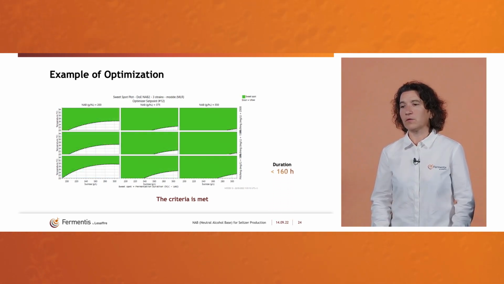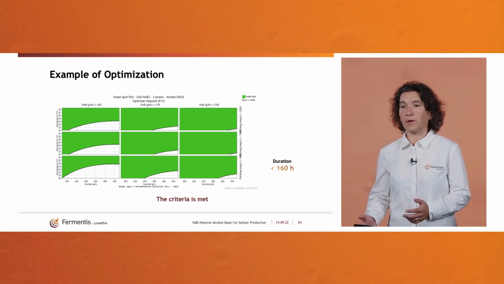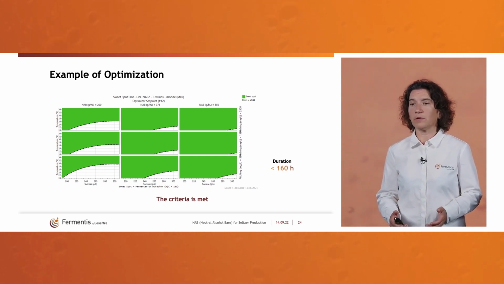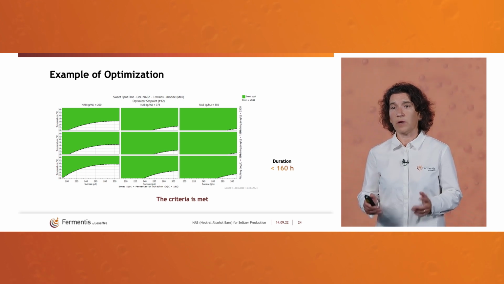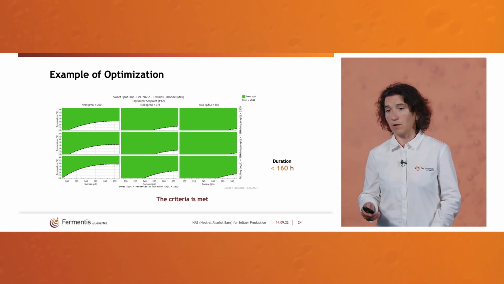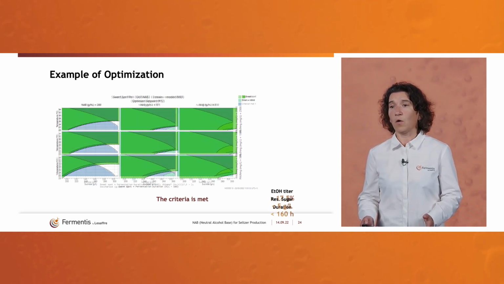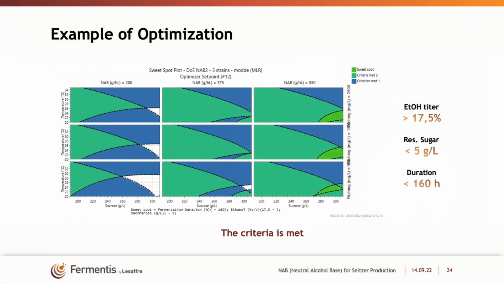We can also add other parameters, for example, the duration of the fermentation. And if we want the duration to be above 160 hours, we have to work in the green area. And now, if we combine all the parameters, the common area is in green, and now we know that we have to work with these parameters to reach these answers.